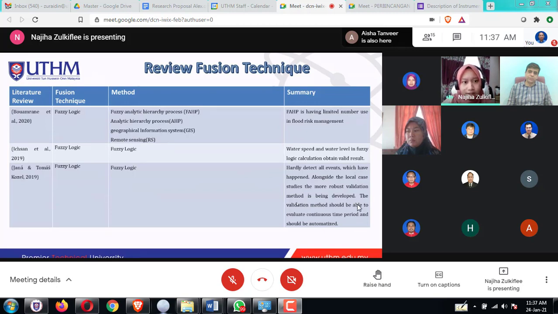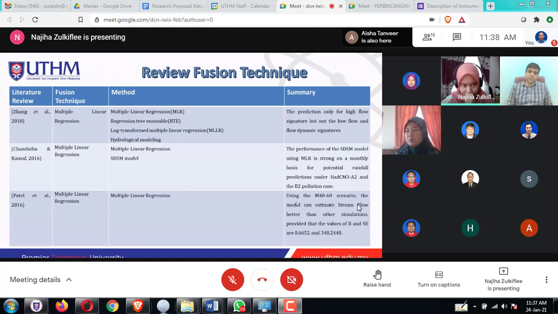Next is multiple linear regression. In the multiple linear regression, based on Zhang, the prediction is only for high flow signature, but not low flow and dynamic signature. Based on Chen and Niha, the performance of SDSM using multiple linear regression is strong on monthly basis for potential rainfall prediction under HadCM3, A2, and B2 scenarios. And based on Patel, by using M40-60 scenario, the model can estimate the stream flow better than other simulation.